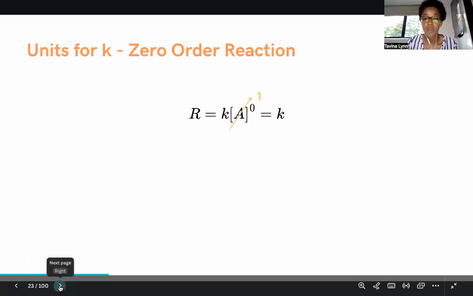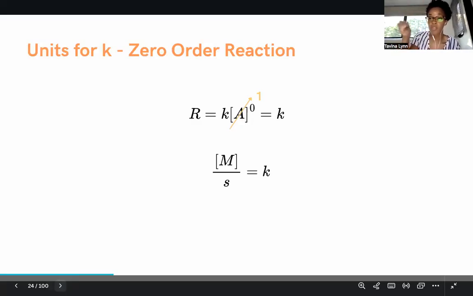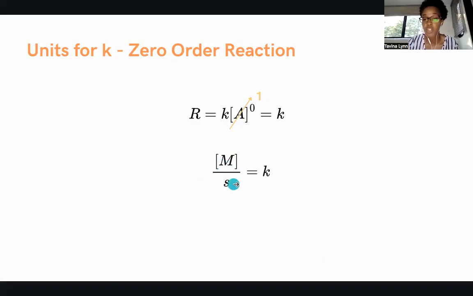Now our units for rate is the change in concentration of our reactants or products over the change in time. In this case, we're talking about reactants. So our change in concentration we express as molarity, and I actually don't even need these brackets, right? I have M for molarity over the change in time, which is seconds. So the units for rate is molarity per second. And since our rate is equal to the rate constant, it turns out that our units for our rate constant is the same as our units for our rate, which is molarity per second.